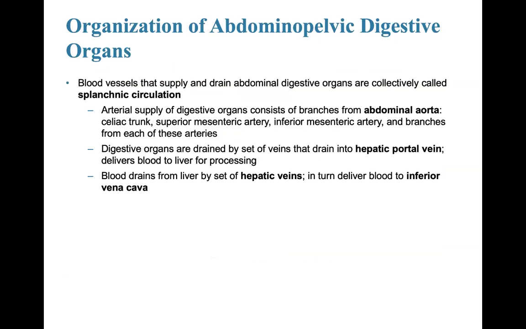Blood vessels that supply and drain the abdominal digestive organs are collectively referred to as splanchnic circulation. The arterial supply of the digestive organs consists of branches directly from the abdominal aorta: the celiac trunk, the superior mesenteric artery, the inferior mesenteric artery, and branches from each of these arteries. The digestive organs are drained by a set of veins that drain into the hepatic portal vein, and this delivers blood to the liver for processing. Blood drains from the liver by a set of hepatic veins, which in turn deliver blood to the inferior vena cava.